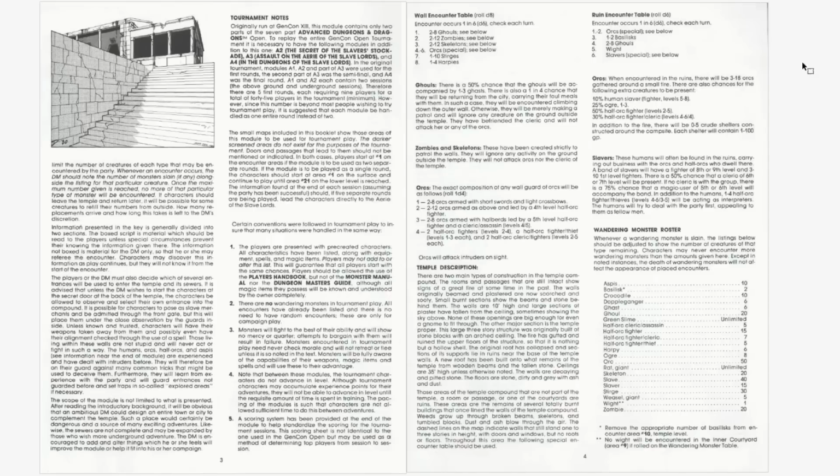Okay, so you see here over on the left-hand page, tournament notes, originally run at Gen Con 13. So that's where you get all the background on that. And then it talks about the small maps that are used. Certain conventions were followed in tournament play to ensure that many situations were handled the same way. So it says all the players are presented with pre-created characters. So, pre-gen characters. That's what people played. They couldn't bring their own characters.